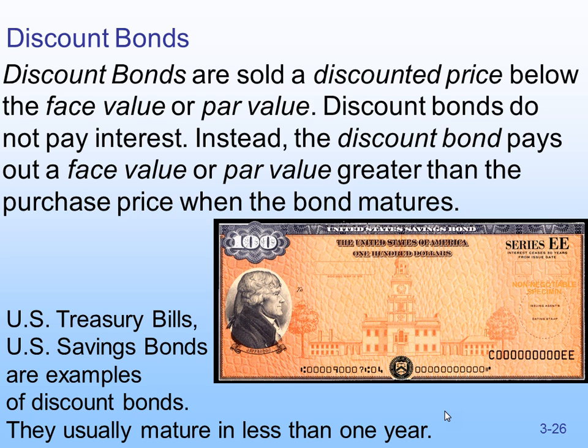Well, they work like this. They don't pay out any interest, okay? They're sold at what we call a discounted price. It's below the face value, or what bond traders call the par value. They don't pay any interest, but the face value or the par value, which is what you can get when you turn it in, is higher than the purchase price. Okay? Let me show you an example.